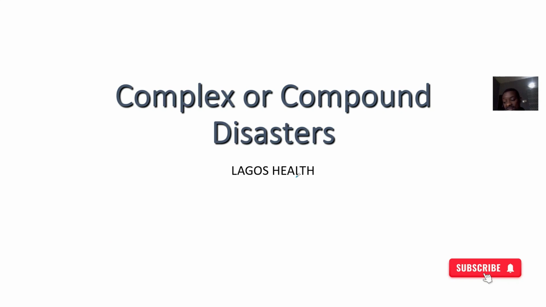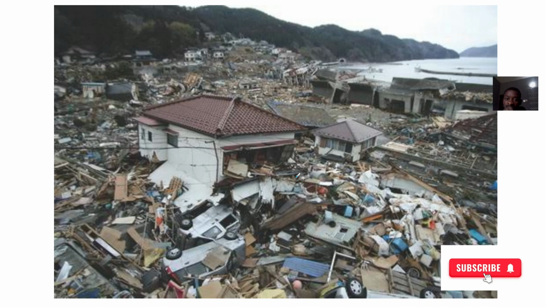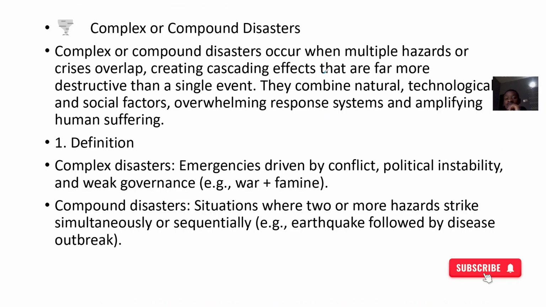That's when you say that the disaster is complex. So it's difficult to classify. So what we got here is this. Complex disasters just occur when a lot of hazards are overlapping. So when they overlap, they create a cascade of effects that are far more destructive than a single event.